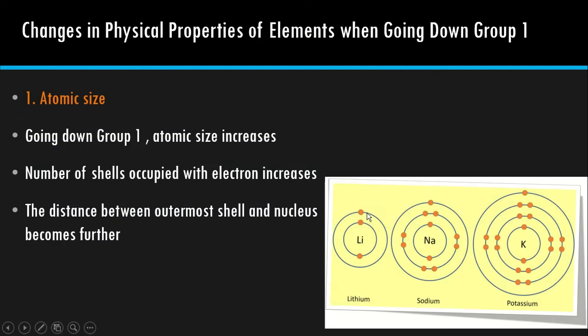You have to explain. Okay, the first physical property is the atomic size. Going down group 1, the atomic size increases. Okay, the size of the atom increases. So you have to know why the atomic size increases. Because the number of shells occupied with electrons increases. So the distance between the outermost shell and the nucleus becomes further. So when going down from lithium to sodium and potassium, we know the proton number increases. So when the proton number increases, the number of electrons also increases. So when the number of electrons increases, the number of shells also increases.